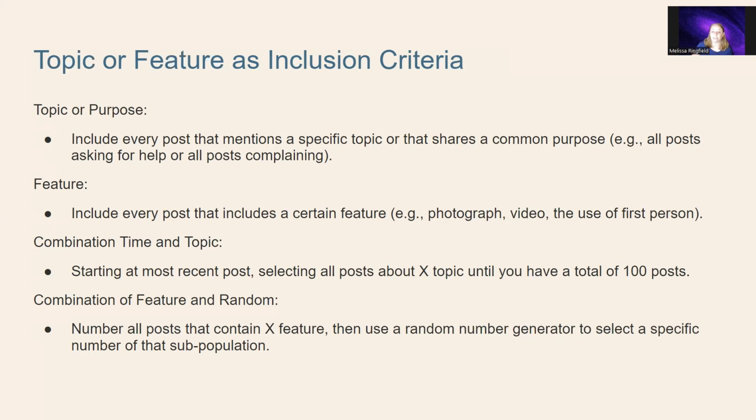You could use a combination of time and topic, starting at the most recent post, selecting all posts about X topic until you have a total of 100 posts. Combination of feature and random: number all posts that contain X feature, then use a random number generator to select a specific number of that subpopulation.